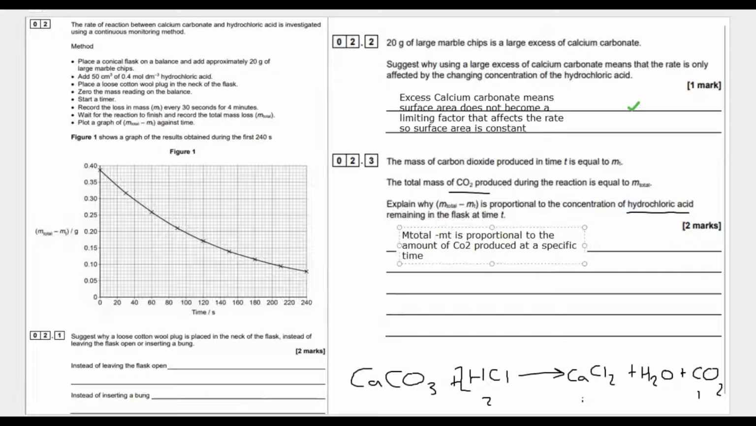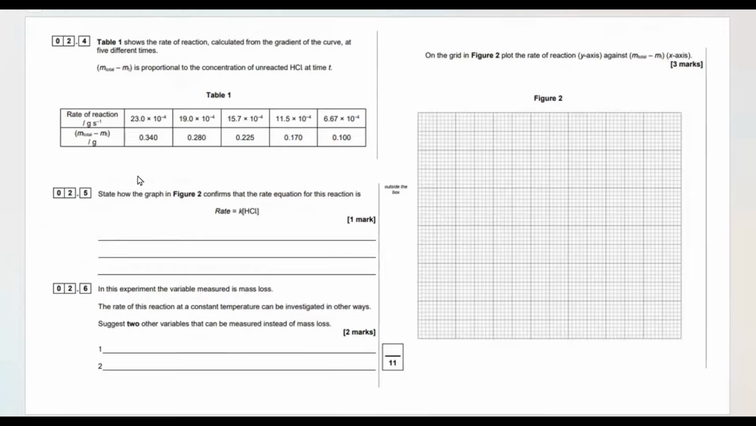So at any one time, the total carbon dioxide lost minus the MT at that time, which is minus the loss in mass of the CO2 at that particular time, is going to give us the amount of HCl left. So at M total, all the HCl's been used up. Yeah, you get the idea.